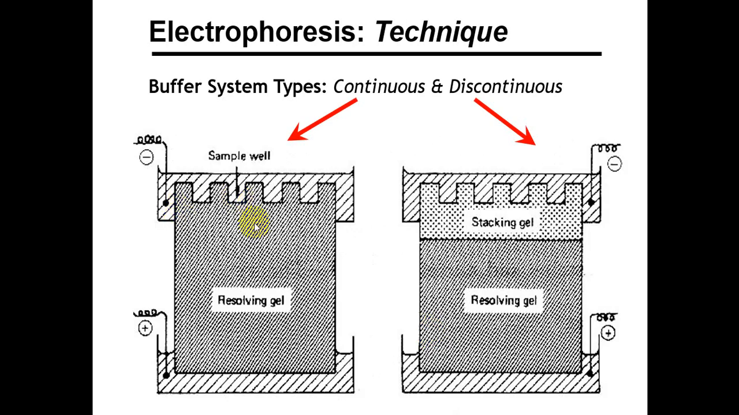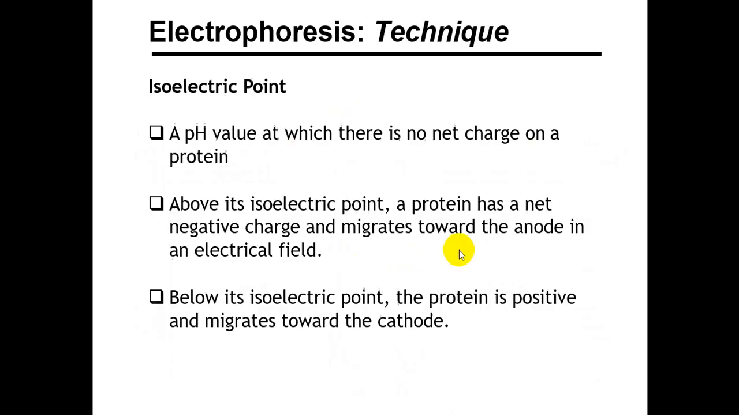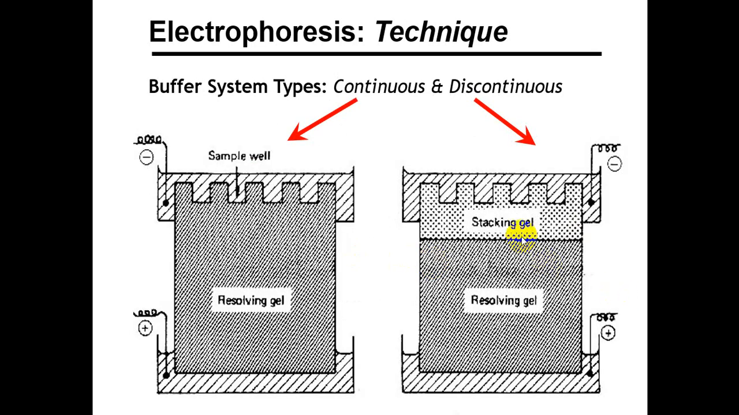Like previously explained, this is a continuous gel. It's a resolving gel, and these are the sample wells. This is the only gel we have in a continuous gel. The difference is that with a discontinuous gel, initially the samples travel through a stacking gel. This is a stacking gel. The samples travel to a stacking gel with bigger pore sizes. The pore sizes are very, very big compared to the normal resolving gel.